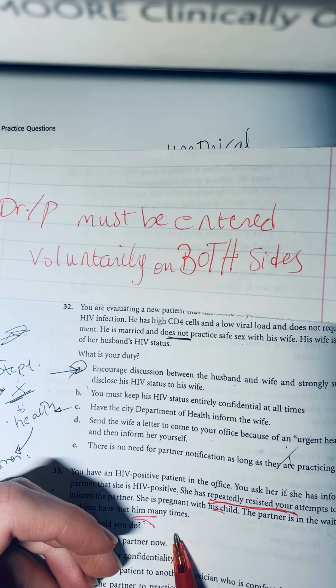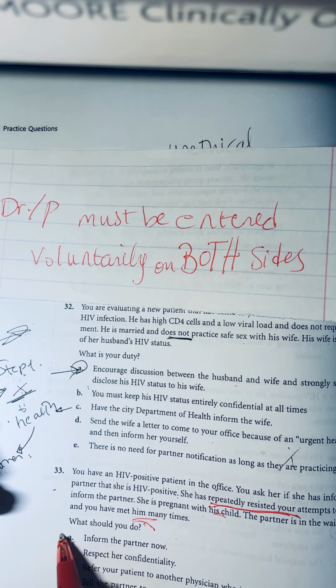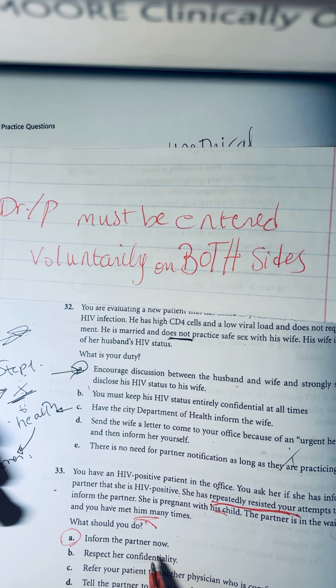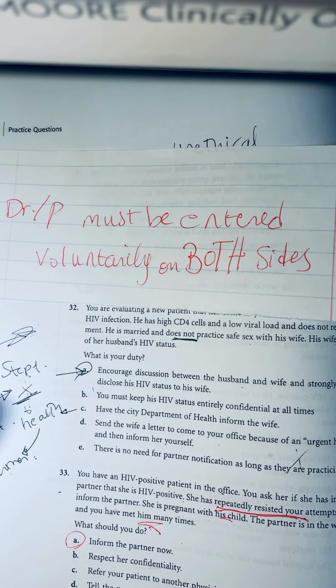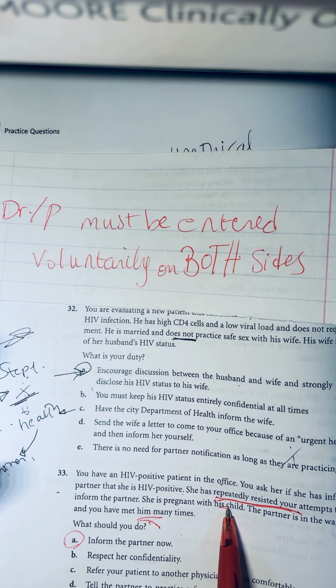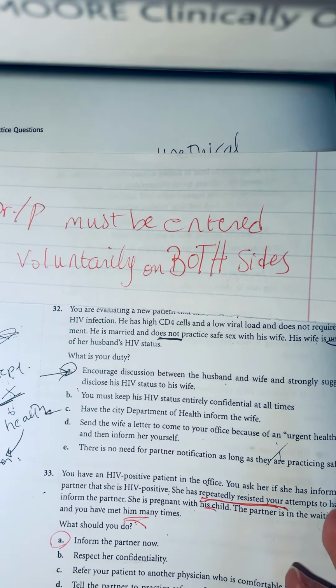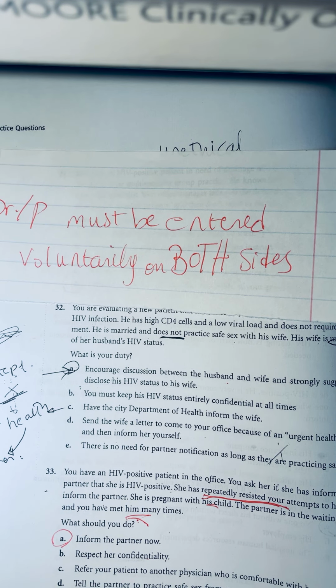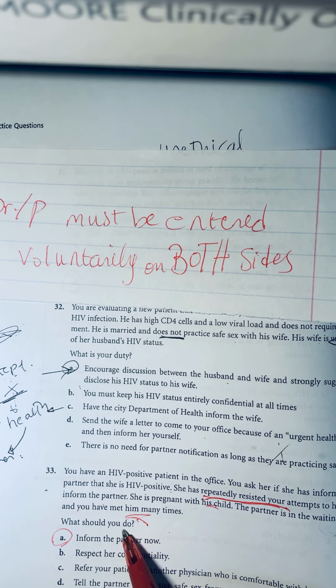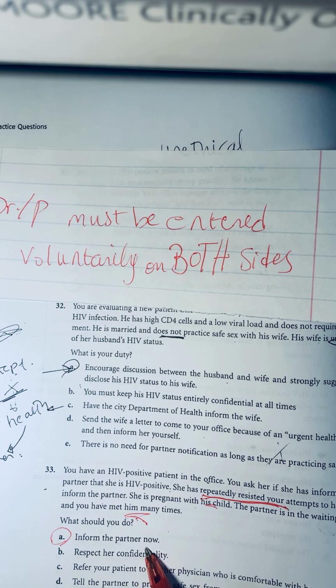But here, what should you do? You should inform the partner now. At that point, her confidentiality is not as important as his safety. Right now, he's possibly HIV positive because, as you can see, she's pregnant with his child. So again, what you should do ethically is to inform the partner now. But again, you're not legally obligated.